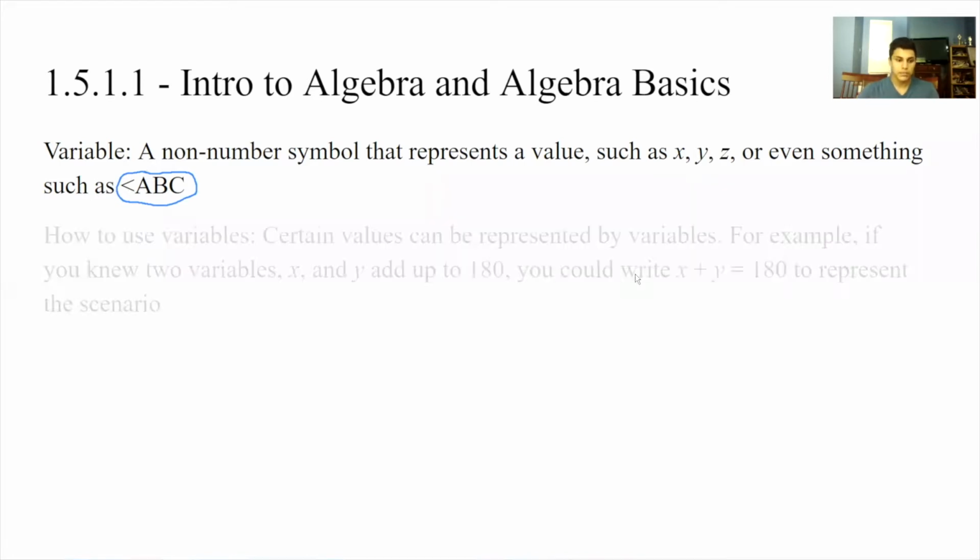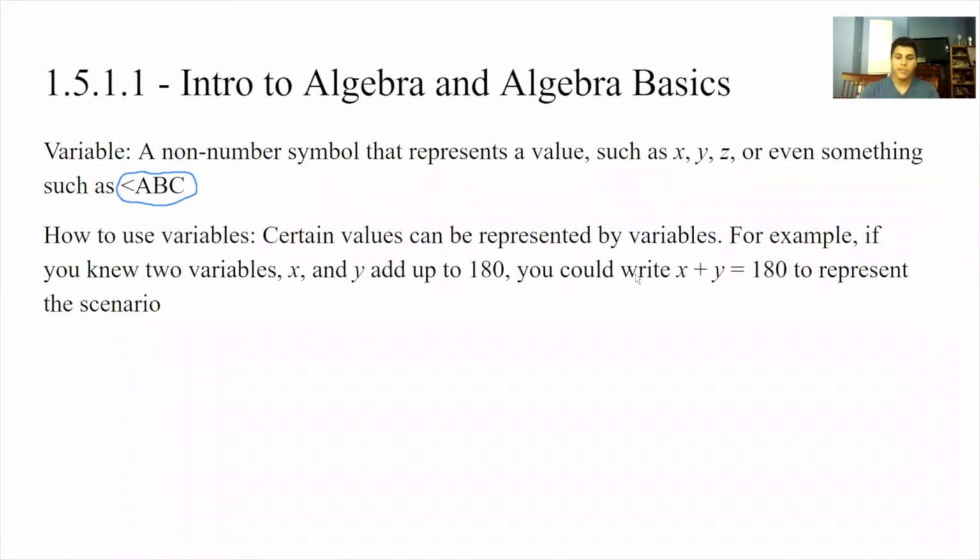So next, we use variables by representing certain values with them in equations. For example, if you knew that two variables, x and y, add up to 180, the equation you could create is x plus y equals 180 to represent the scenario. And most of the time, you're going to see these variables in equations, and you're going to have to either simplify the equation to find the value of the variable, or plug in values of the variable to see if the equation makes sense, or what the final value of the equation is.